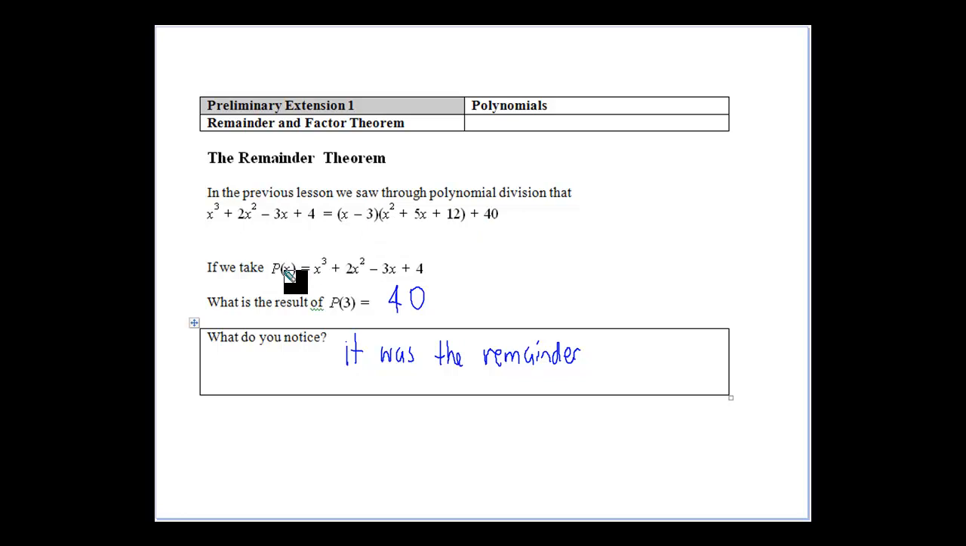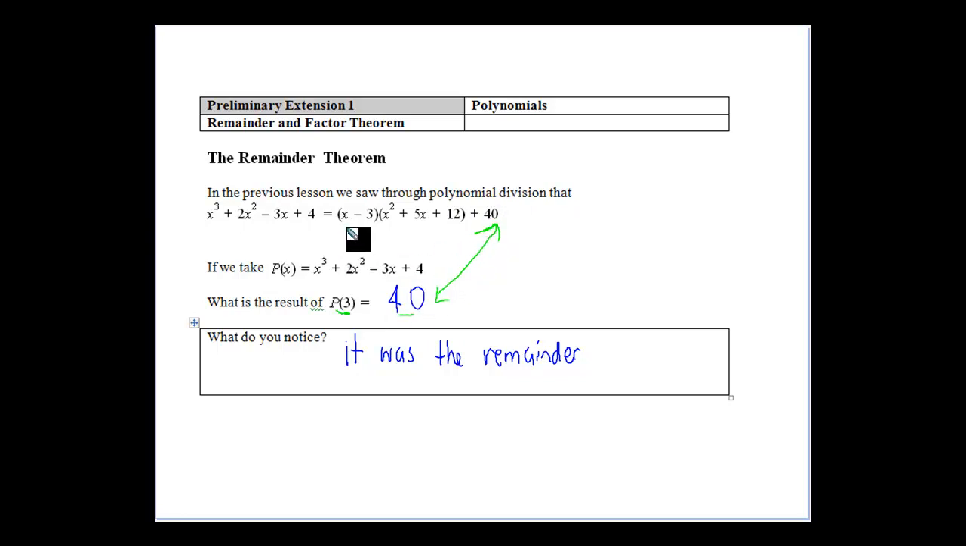If we just look at the polynomial and the result of P(3), so substitute 3 in there, we should get 40, and recognize that that's the remainder. So we've substituted 3 in and got the value 40. So why is that the case?